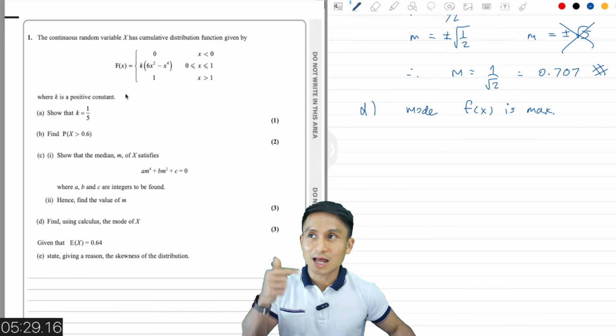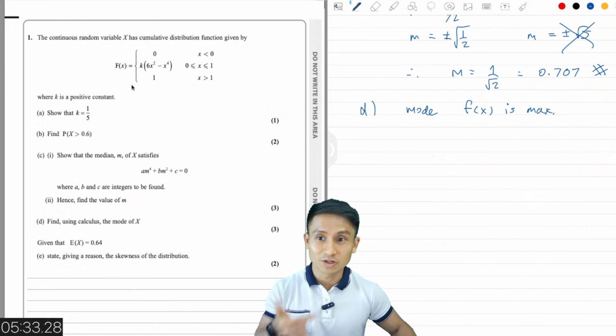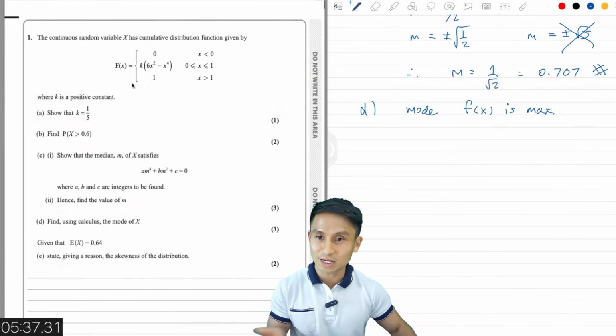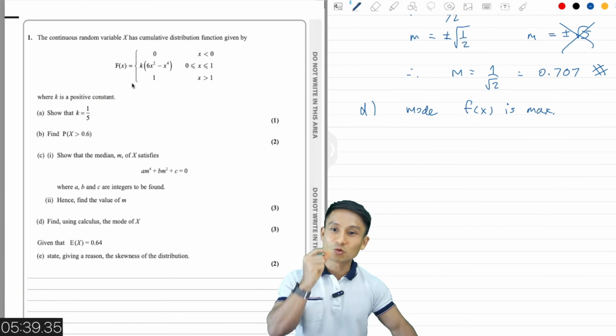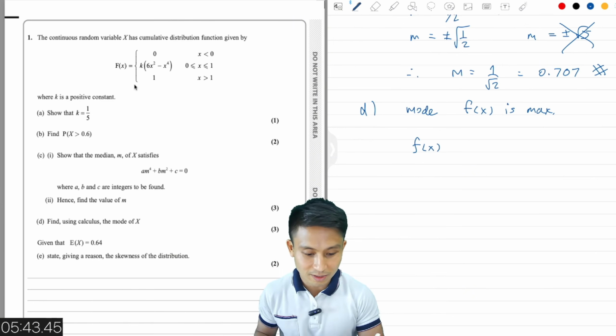Well, you have to ask yourself how you would have got the cumulative in the first place. You would integrate the PDF, right? And the PDF is the lowercase f(x) here. So that means if you want to get back to the PDF here, you need to differentiate, right? So f(x) is just the derivative of the cumulative function.